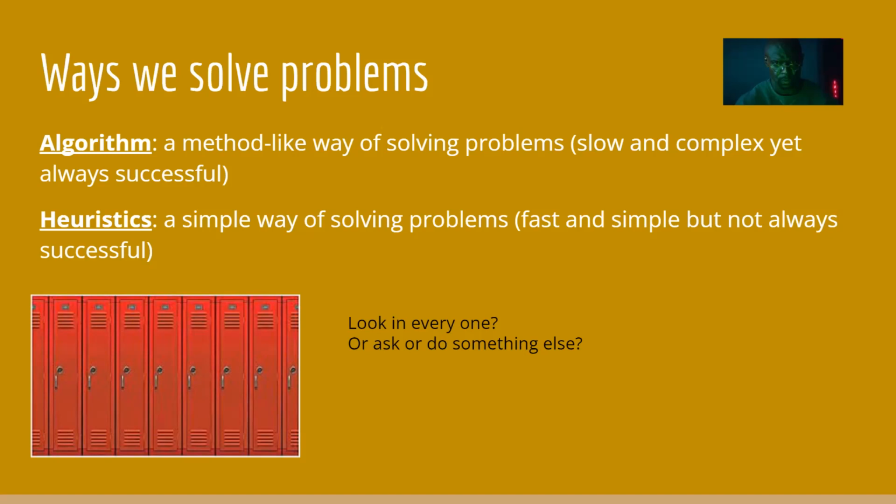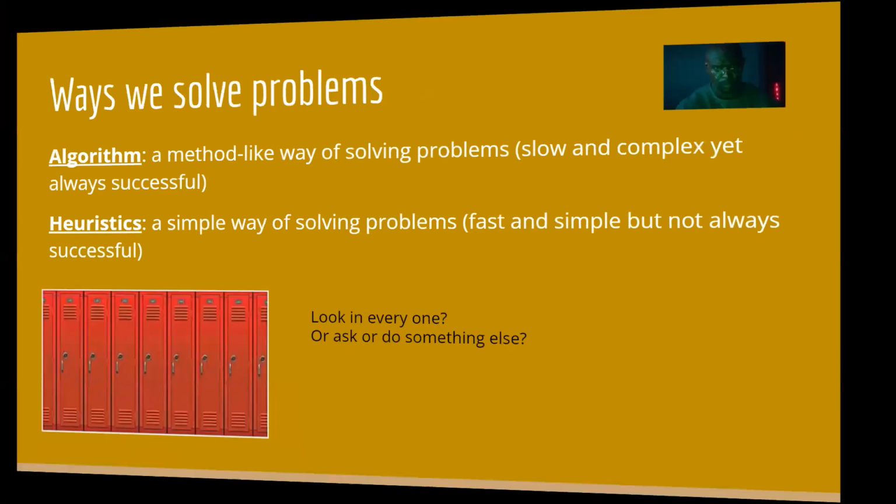A heuristic would be using some other sort of strategy. Maybe you would ask someone for some details, and they could say, I think it's probably close to the 690s. But that's not always going to be successful, okay? And there could be some other strategy, but it might not always be successful for heuristics.